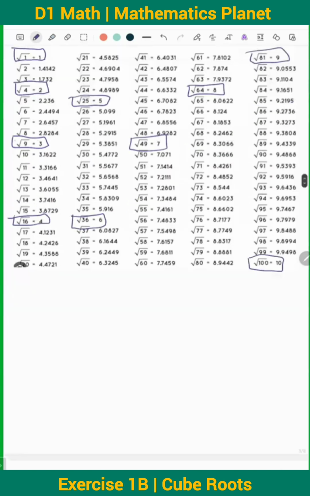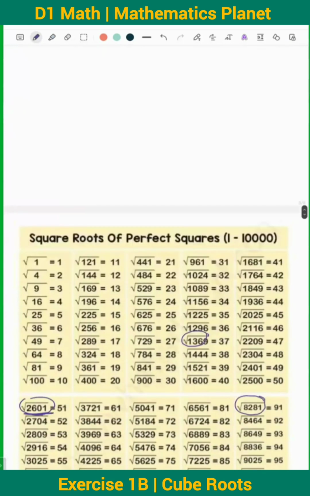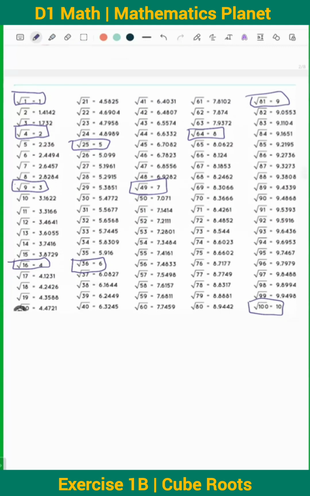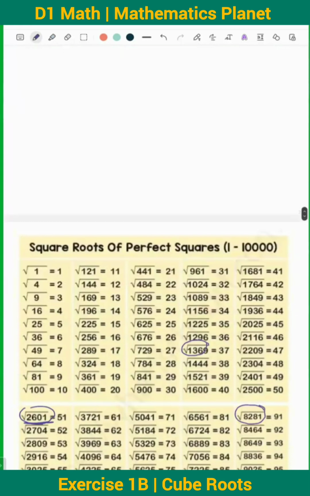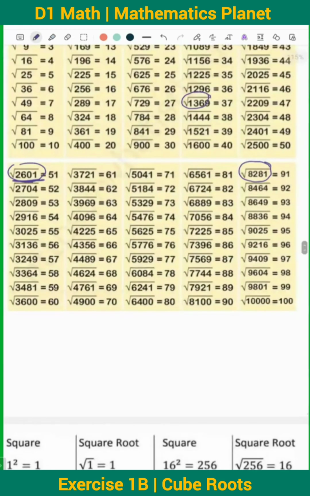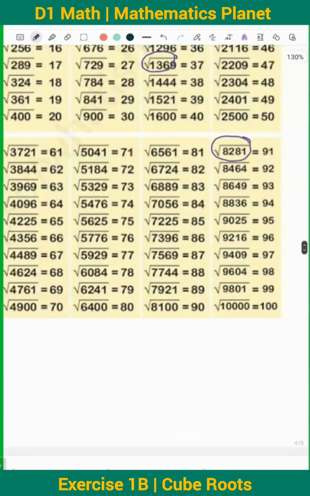Miss, I still didn't understand, how do we find out the perfect squares of such big numbers? Of such big numbers, we can do it with prime factorization. Remember we learned yesterday? Oh, okay. For example, let me do this. I have 8281, a very big number. And I really don't know what is the perfect square of 8281. What will I do? I will put 8281 here.